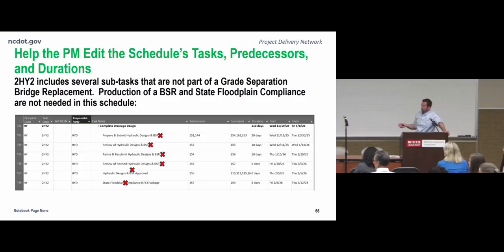You'll notice here that an example of editing the tasks is that I've X'd out BSR. I committed that to memory. You didn't have to read that for me. I X'd out the BSR in each of these, the bridge survey report in each of these tasks, because this, again, is a grade separation bridge replacement, and we do not have any major hydraulic structures. So that's just a very simple example of editing the task names.